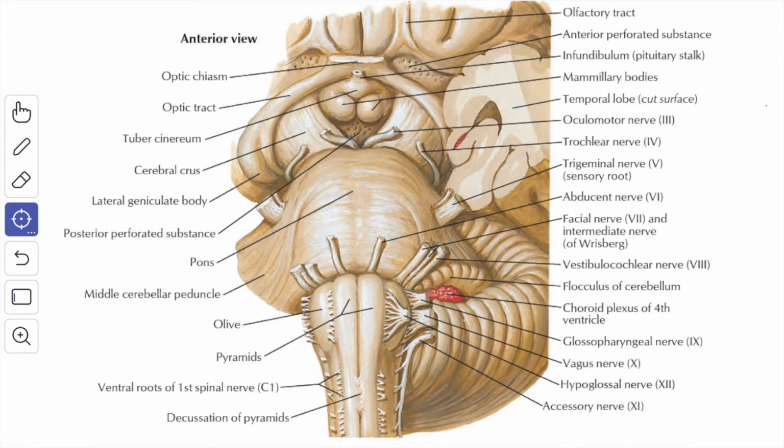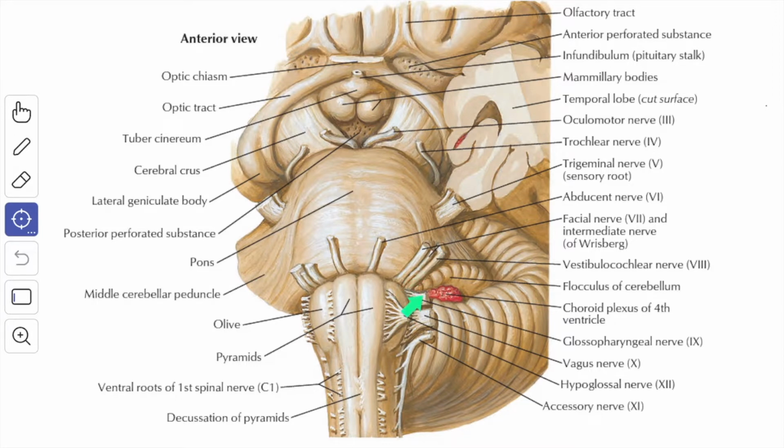The third cranial nerve is the oculomotor nerve. The fourth cranial nerve is the trochlear nerve. The fifth cranial nerve is the trigeminal nerve. The sixth one is the abducens nerve. The seventh one is the facial nerve. And the eighth one is the vestibulocochlear nerve.